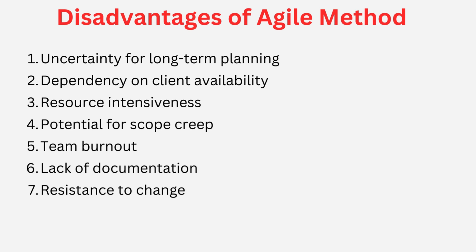intensiveness because of agile, and then potential for scope creep as well, because while agile does provide mechanisms for handling changes in requirements, there's always the risk of scope creep. Without strict controls in place, projects can quickly spiral out of control as new features and requests are continuously added without proper prioritization. So there's this risk of scope creep.